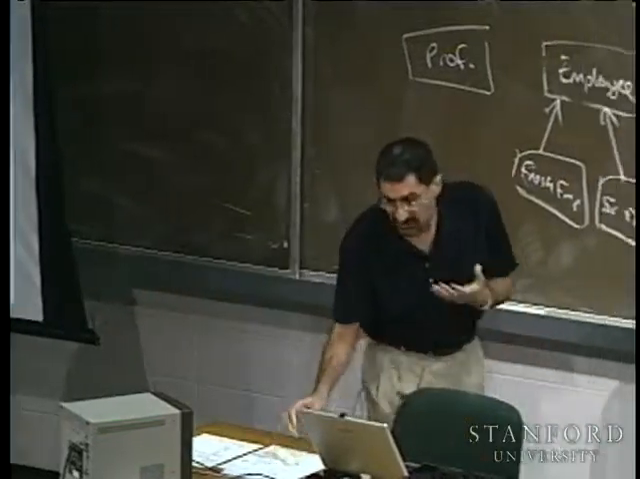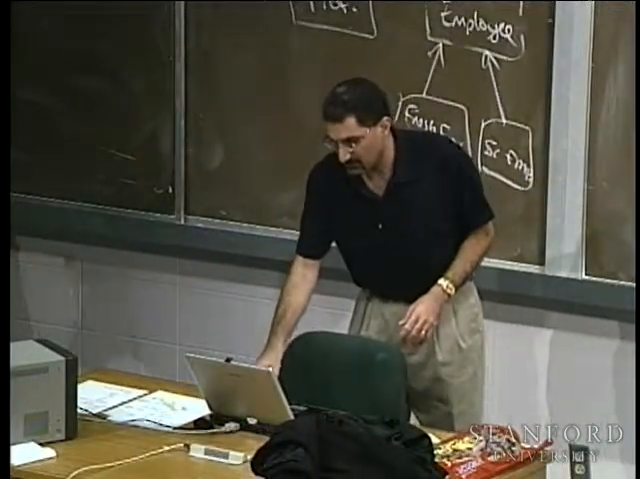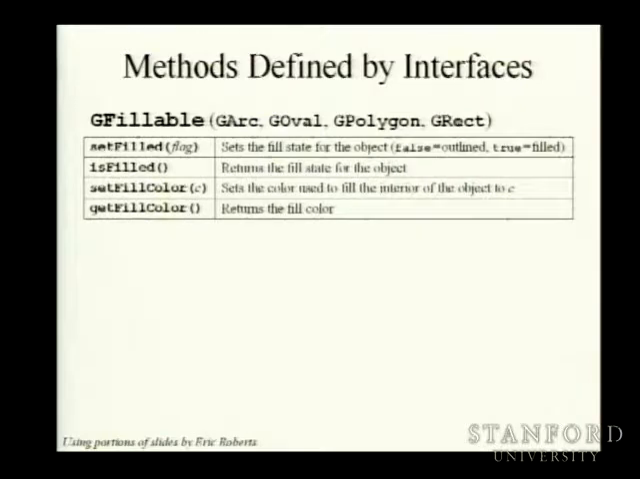Okay? So let me show you some examples of that in the graphics world. There's something called GFillable. That's an interface. GFillable is a set of methods that a certain set of classes have, and the classes that have it are a GArc, a GOval, a GPolygon, and a GRect. Notice you might say, hey, Mehran, those are all GObjects. Why isn't everything that's a GObject GFillable? Because there are some things like a GLabel that's a GObject that's not fillable. So that direct hierarchical relationship doesn't hold. I have some subset of the classes that actually have this.